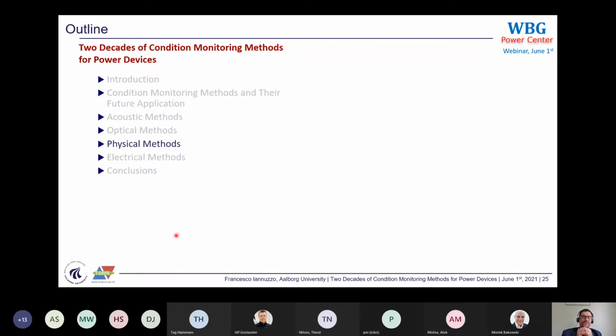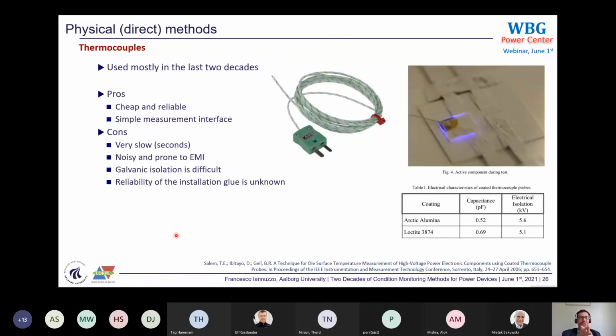So let's move to physical or in-contact methods. You may know, you may not, thermocouples have also been proposed as a cheap and convenient method for condition monitoring, in particular temperature monitoring. It is cheap, it is a reliable method, it is very simple. All in all, you have to inject a current and measure a voltage, which is something really doable.